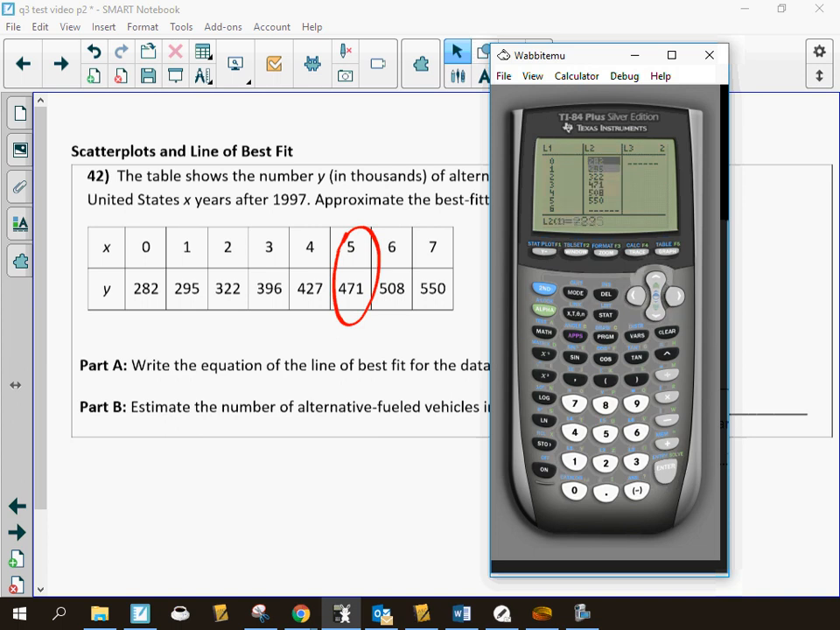All right, so 0, 282, 295, 322. I left out 396. That's not going to help things. 427. So once again, across from 5 has to be 471. That's odd. It's like it didn't go in. 508. Nope. 508 and 550. Enter. There we go.